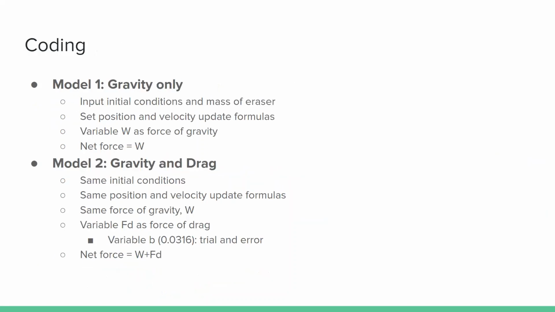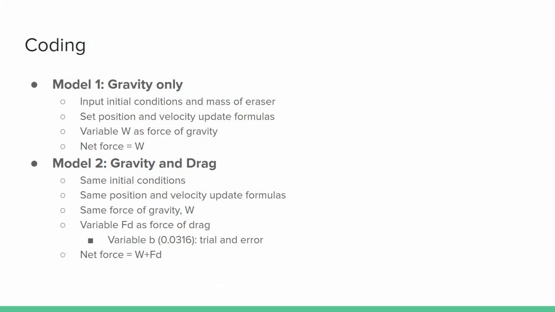After obtaining this data, I transitioned to Python to create two computational models of the predicted motion of the eraser. Using the start code provided, I input the initial conditions for position and velocity that I just shared, as well as its mass of 0.04 kilograms. I then changed the velocity and position update formulas to reflect what I previously described. I also created a new variable w to represent the force of gravity, which was the vector 0, negative mg, 0 that I stated earlier, and I set w equal to fnet.